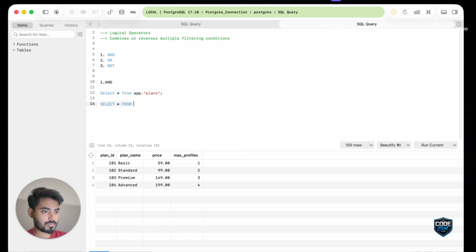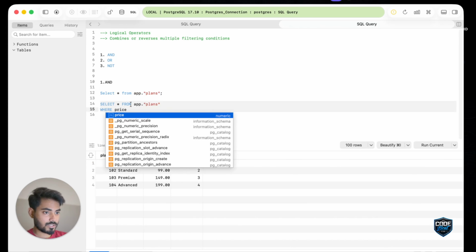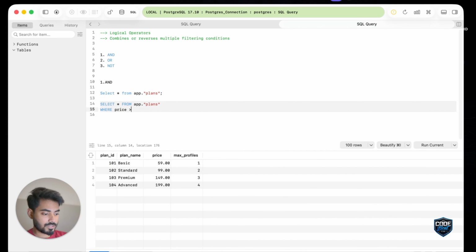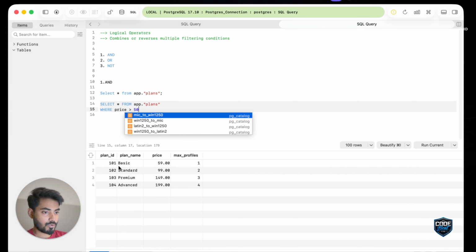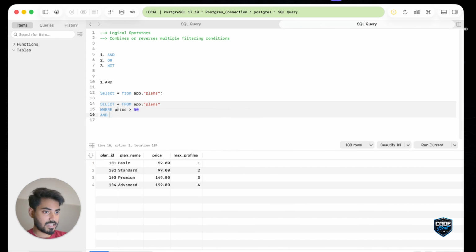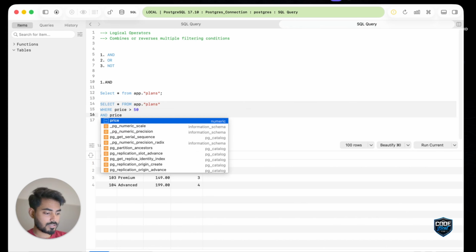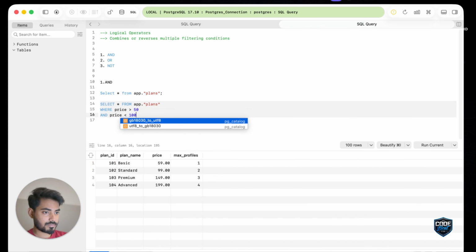Select star from plans table where price, this is the column name, price is greater than 50. I want plans which have a price greater than 50 and less than 100. So I will write again, and price less than 100.